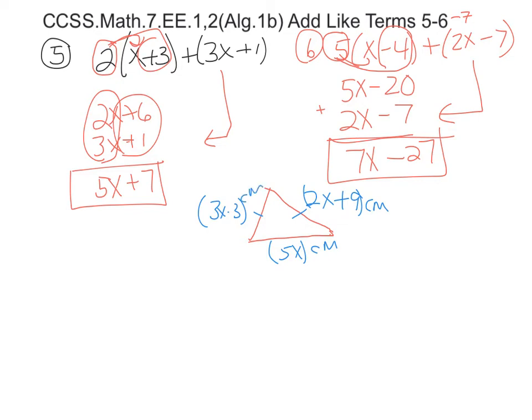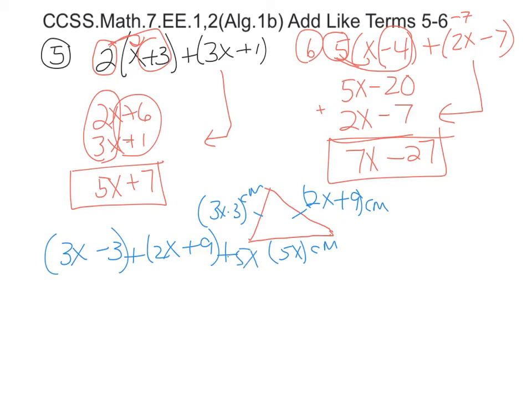Okay, and they want to find the perimeter. So the perimeter is adding all sides. So let's look at it here. We have one side is (3x minus 3) in parentheses, plus we have (2x plus 9), and the last one is plus 5x.